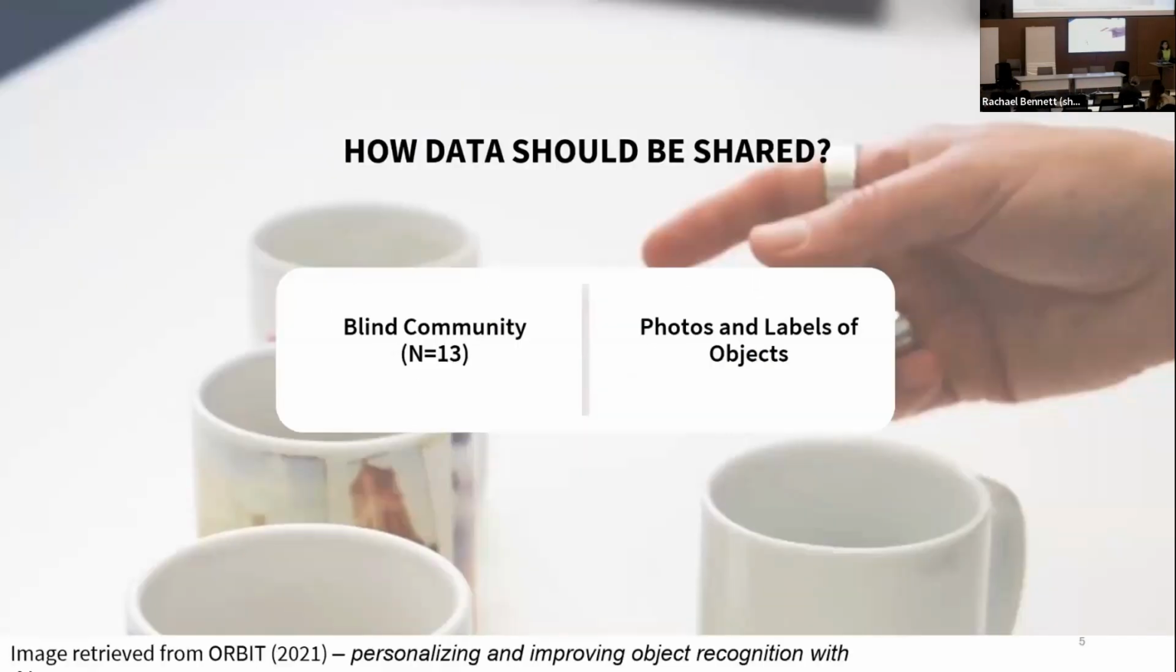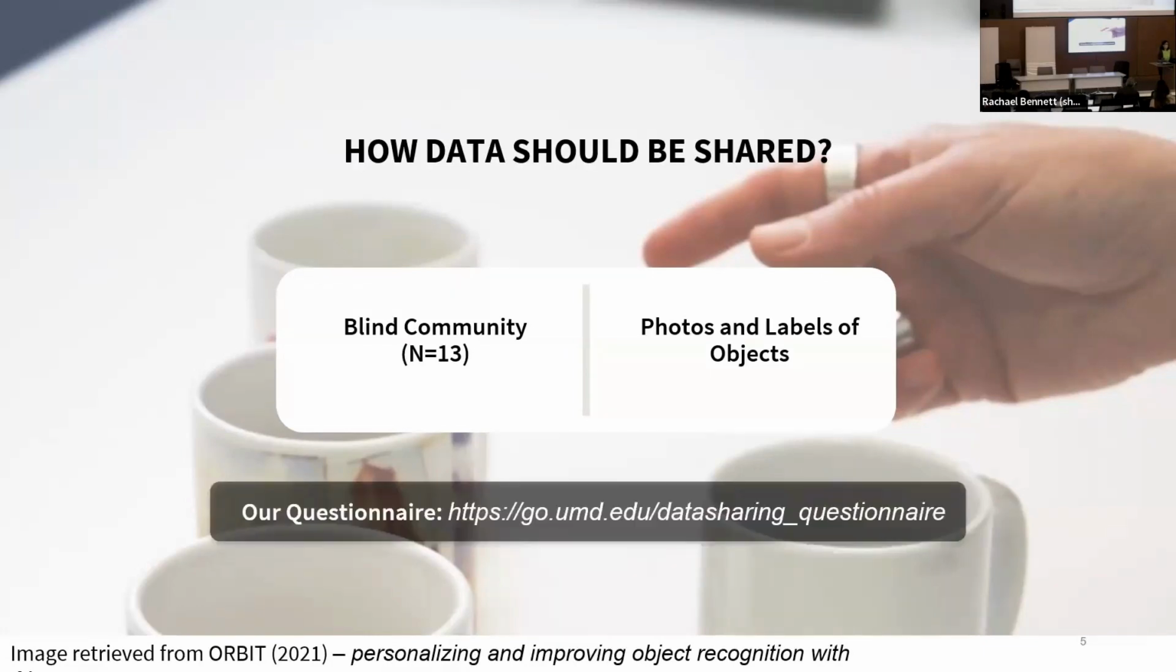So if you want to know how to share data sets from your study and how to involve your participants in that process, we hope this work can shed some light. We interviewed 13 blind people and had direct conversations on how their study data could be shared. The focus was mostly on photos and labels of everyday objects. However, we also included questions on demographics, voice recordings, and a broader set of data that is typically collected in user studies. And perhaps you could borrow our questionnaire and adapt it to your study and your community.